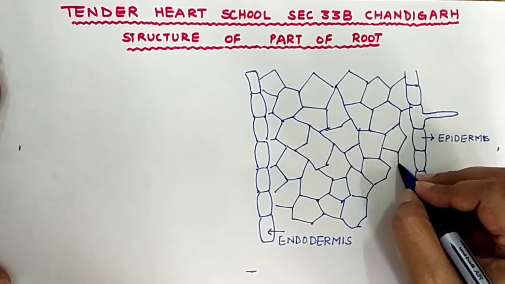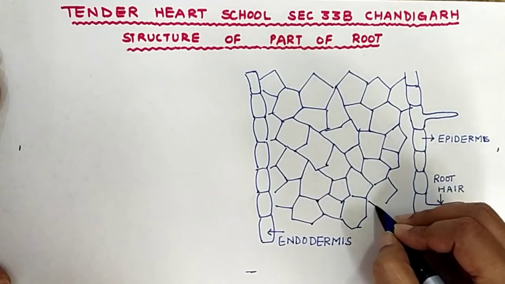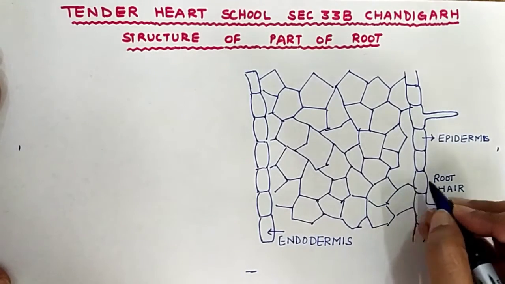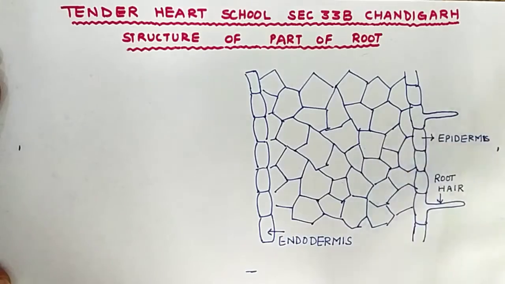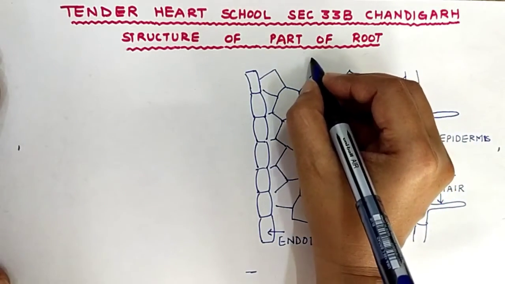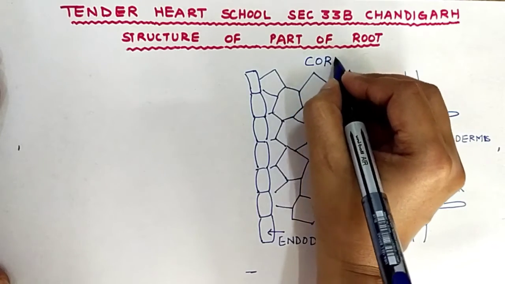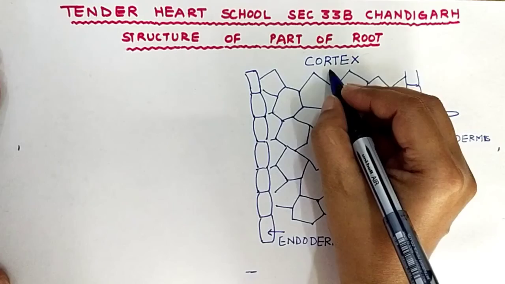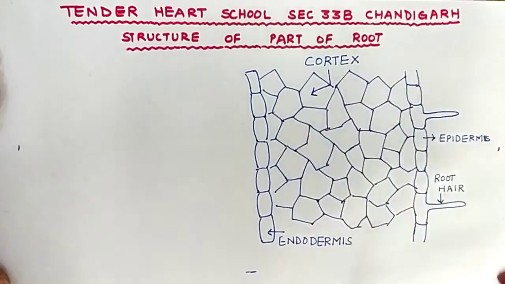So like this we have cells of the cortex, right? So let us label these also. So this region is cortex, right? So all these cells are of cortex.